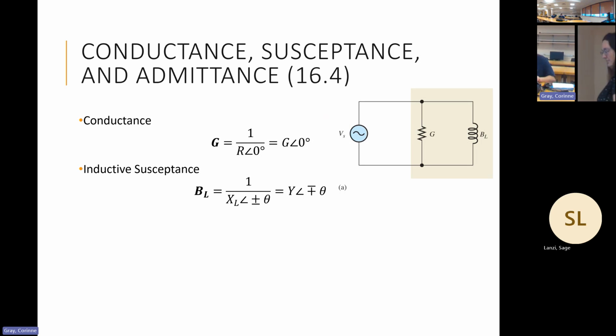It's going to be 1 over XL with angle plus or minus theta. Again, same equation that we had for our BC. Here, the theta value is a little more generalized. If we look at the capacitor equation, the XC angle was always minus 90 degrees. Here, it's a little more generalized to be plus or minus. That is typically how you see the BC and BL values represented, so that's how you'll see them moving forward.